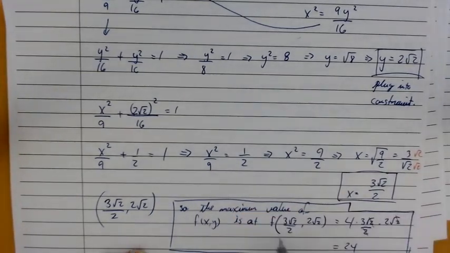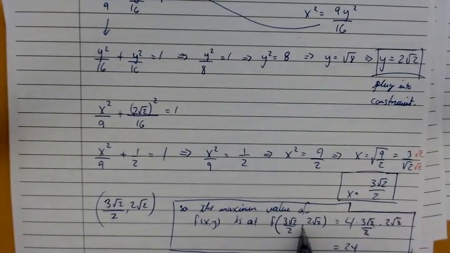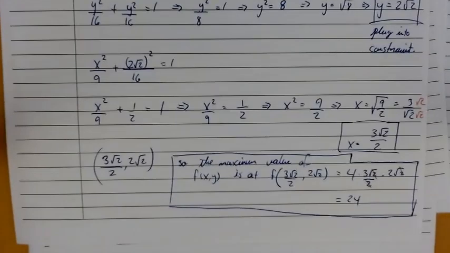And you can find that whenever x is equal to 3 root 2 over 2 and y is equal to 2 root 2.